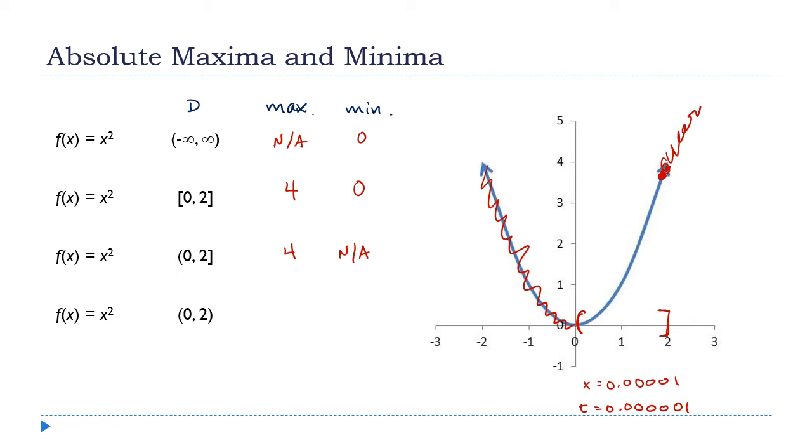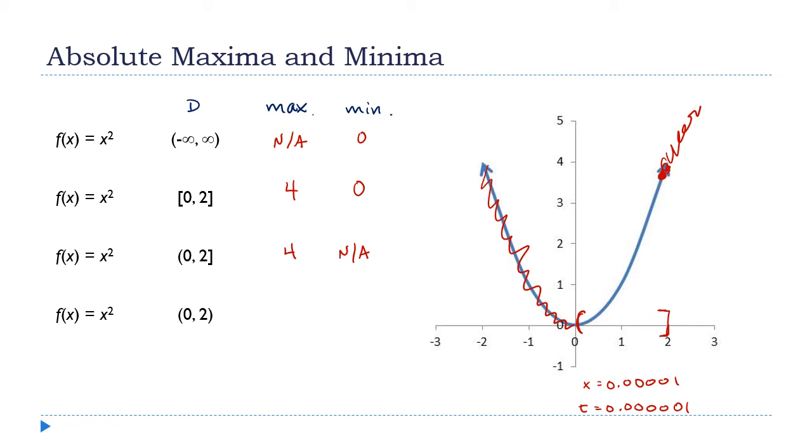So your point was not actually the minimum. Now you can continue this indefinitely. No matter how small a number you pick, there's always going to be, you can go a little bit closer to 0, and that's going to mess you up. All right, so how about the next one?